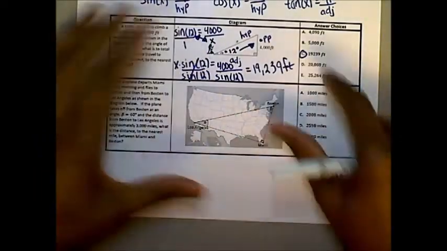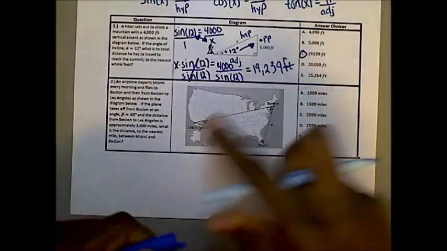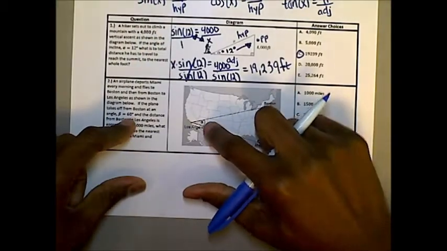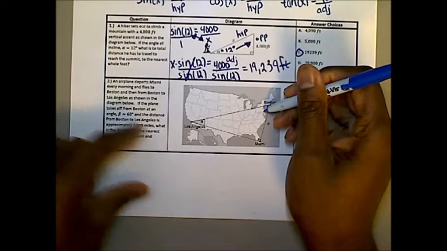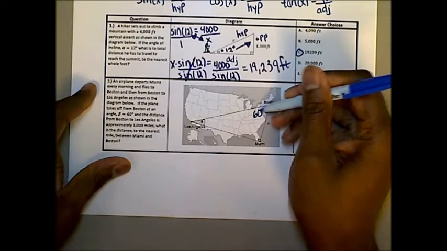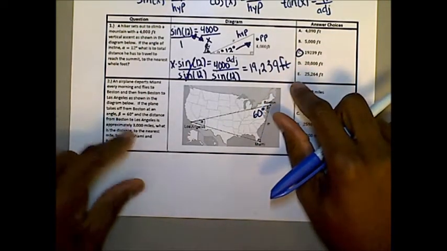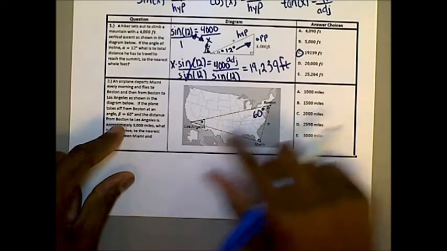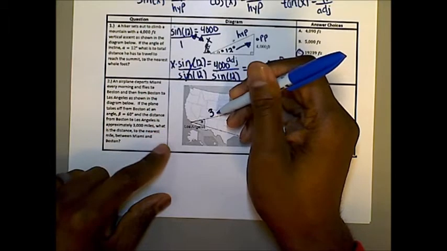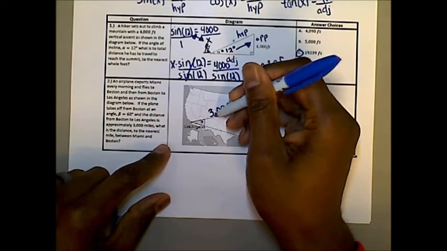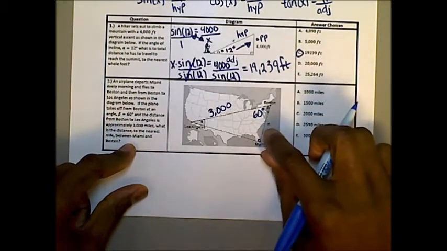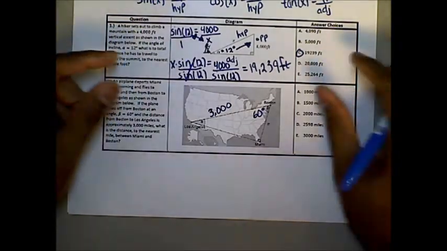Here the values aren't explicitly labeled, so we've got to do some labeling. I know my angle beta, see here's alpha, here's beta, so this is the angle that I'm working with, so don't automatically assume it's in this corner. The angle beta right here is 60 degrees. And the distance from Boston to Los Angeles is approximately 3,000 miles. What is the distance to the nearest mile between Miami and Boston? They have that x there, so that lets me know I'm trying to find this x.